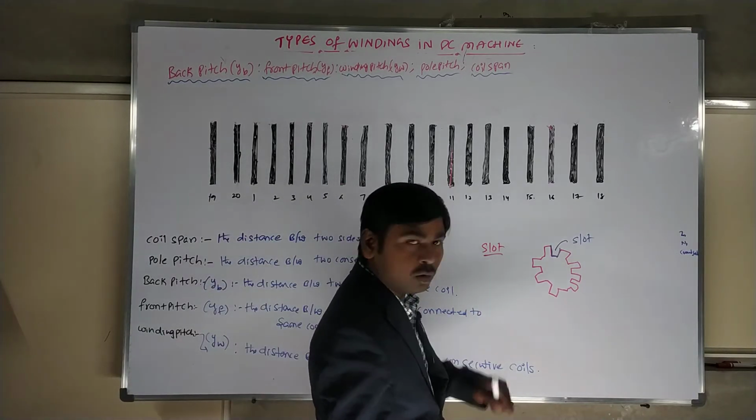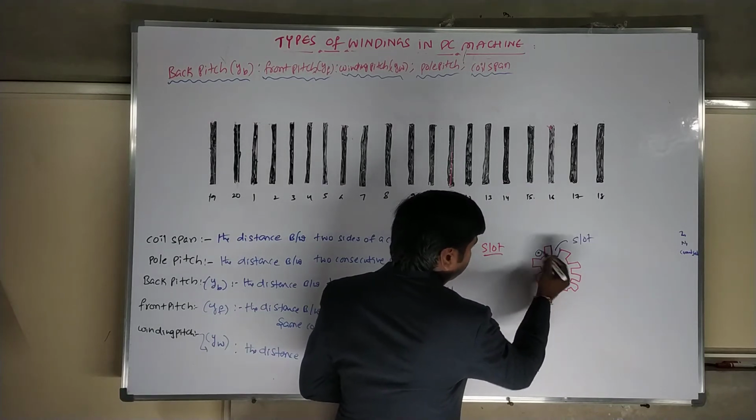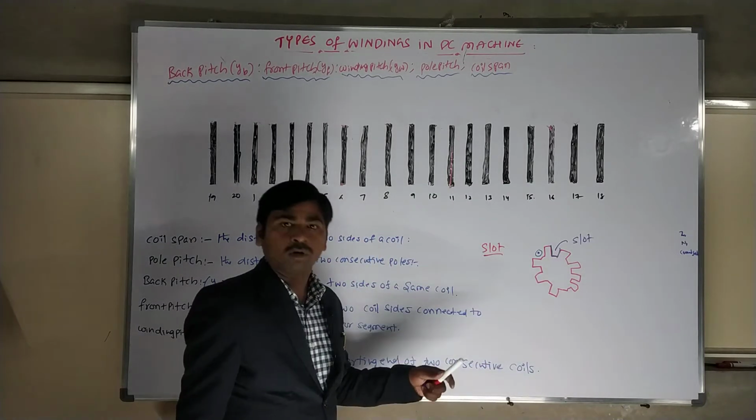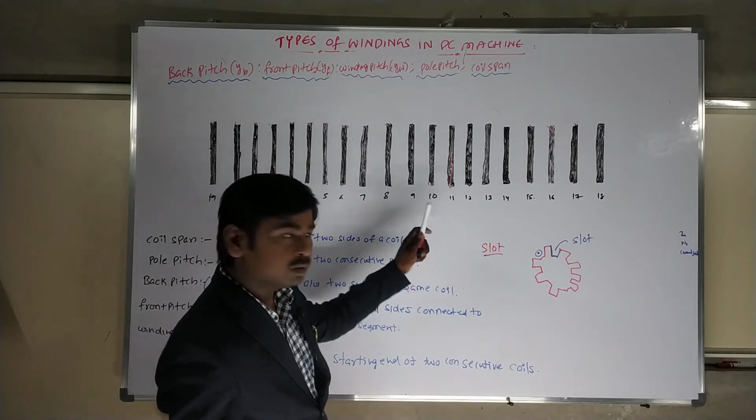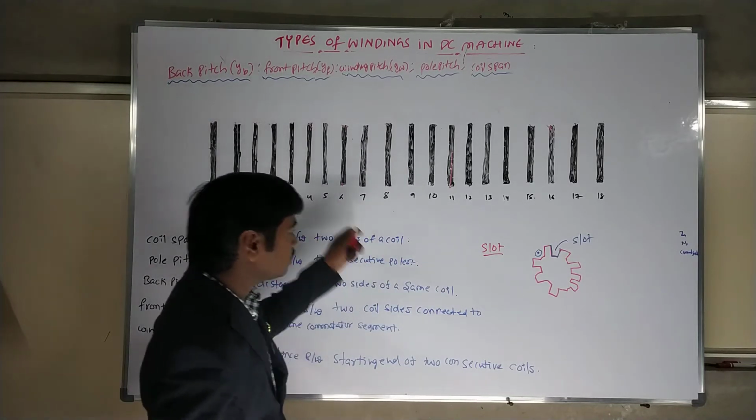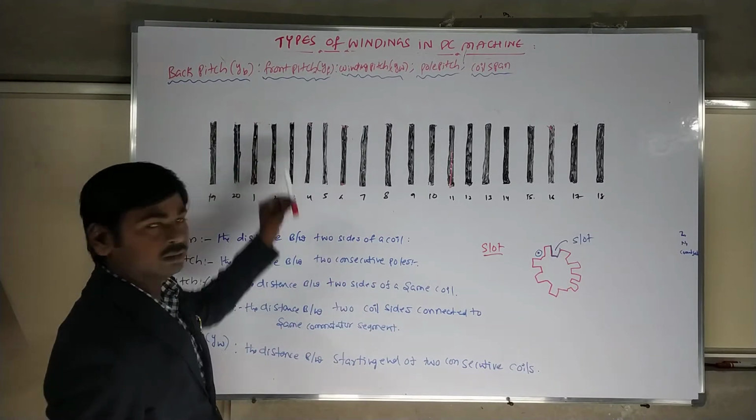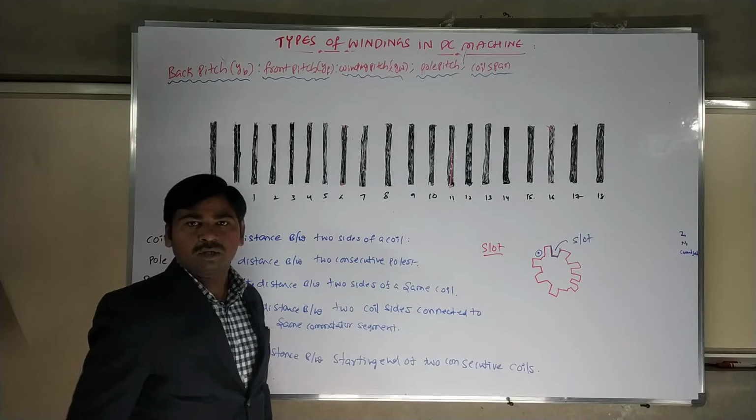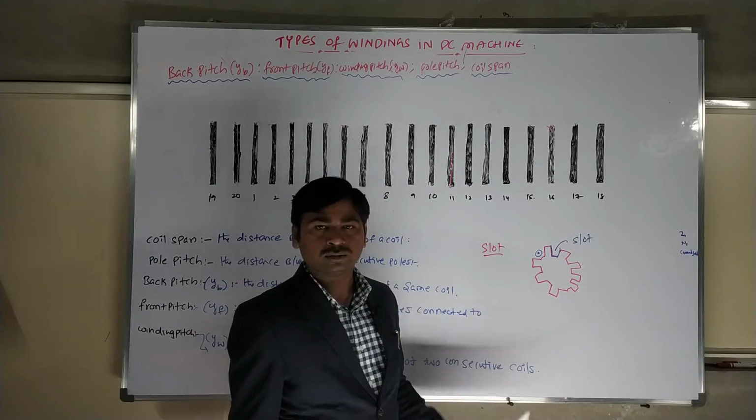Next, where should you keep the conductors? The conductors you have to keep inside the slots. This is one slot; you have to keep your conductor here. Conductors should be accommodated in the slots. So these are all the slots, and in the slots you are keeping all the conductors, like this. Winding is nothing but conductors. So it's very clear: slots and conductors.